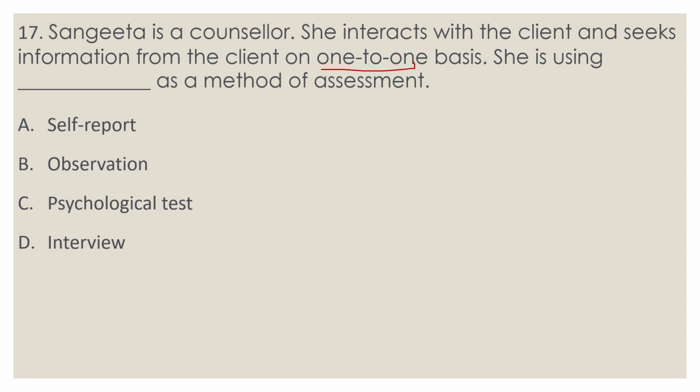B is observation, where the counselor sees the things in a systematic and objective manner. C is psychological test, where we try to find out the psychological attribute. D is interview. Interview means a one-to-one interaction. So the correct answer for question number 17 will be D, interview.